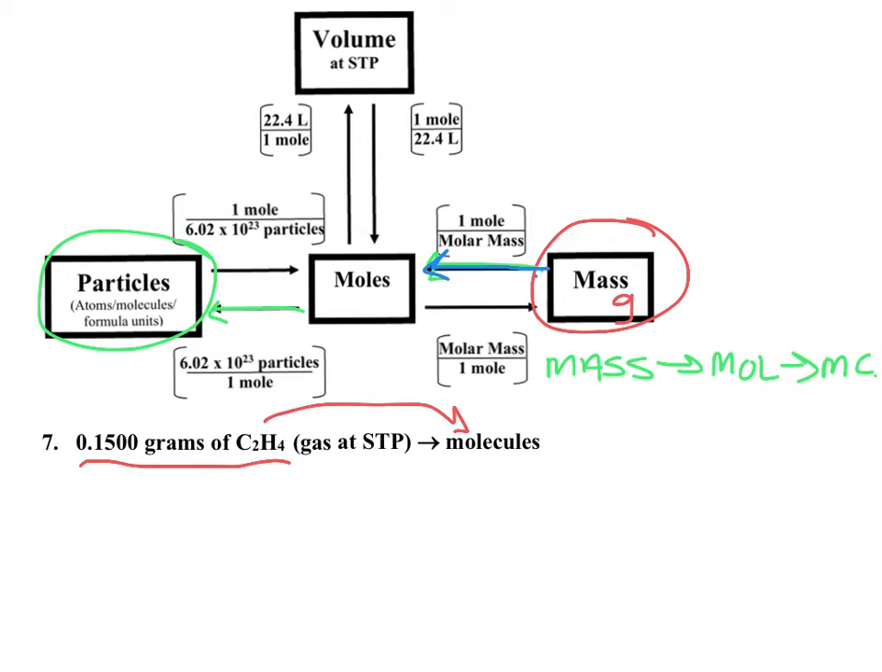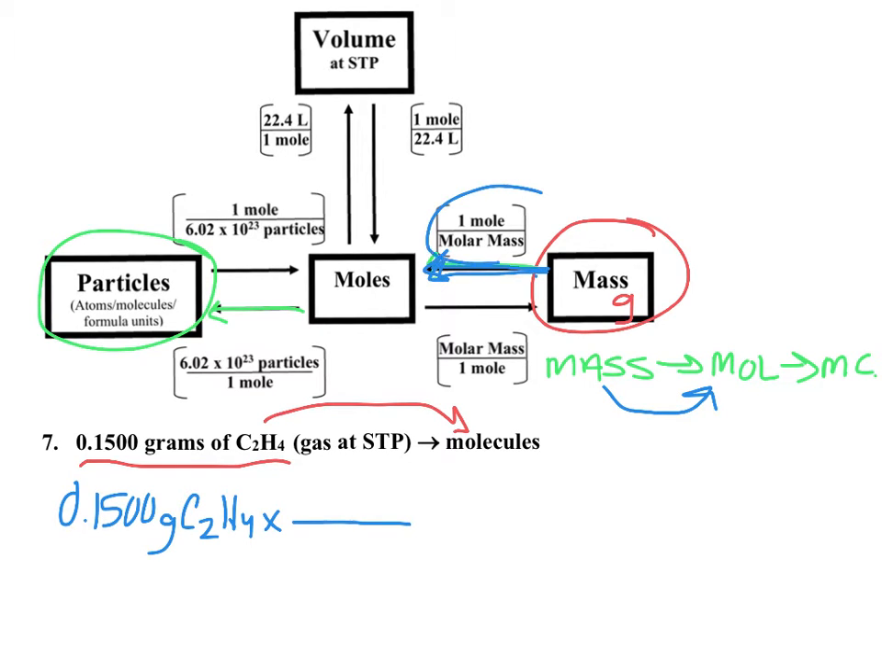You're always going to write down what you have first. So I've got 0.15 grams of C2H4. Next, I'm going to take my very first step, going from mass to moles. To do that, I'm taking the top bridge, which means 1 mole over molar mass. So I'm going to put 1 mole of C2H4, and on the bottom, my molar mass, I'm going to put the grams of C2H4.